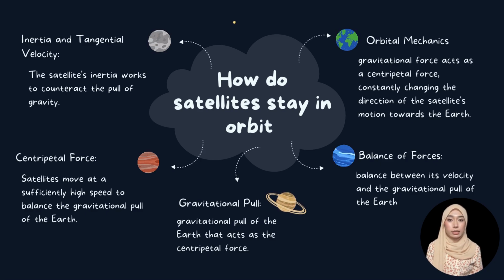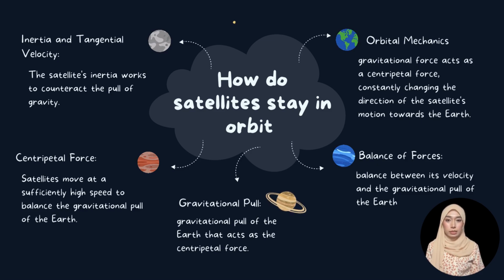And other than that is orbital mechanics. Orbital mechanics is the combination of the satellite's tangential velocity and the gravitational force, resulting in a curved path around the Earth. This path is elliptical if the satellite is in an elliptical orbit, or nearly circular, and the gravitational force acts as a centripetal force, constantly changing the direction of the satellite's motion toward the Earth.